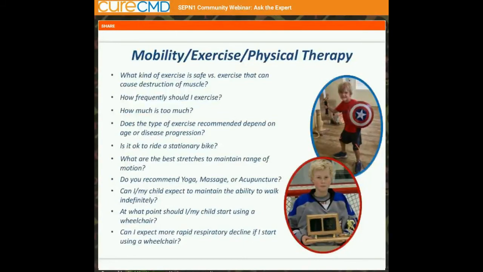Okay, and then the last three questions are about mobility. Can we expect to maintain the ability to walk indefinitely? And at what point should we start using a wheelchair? And if we start using a wheelchair, can we expect rapid respiratory decline?